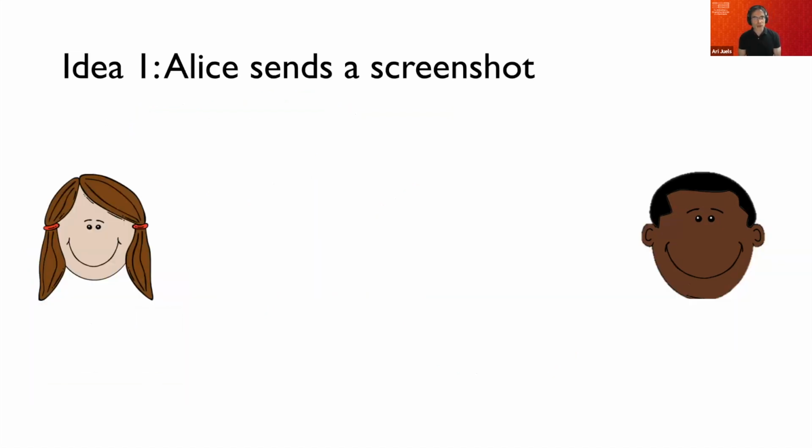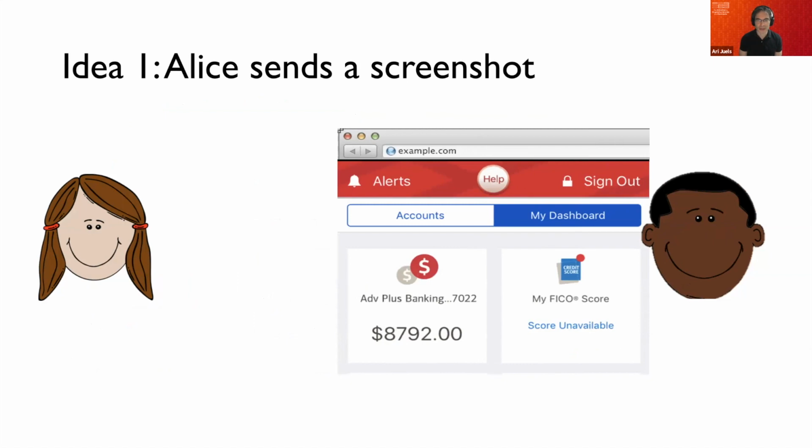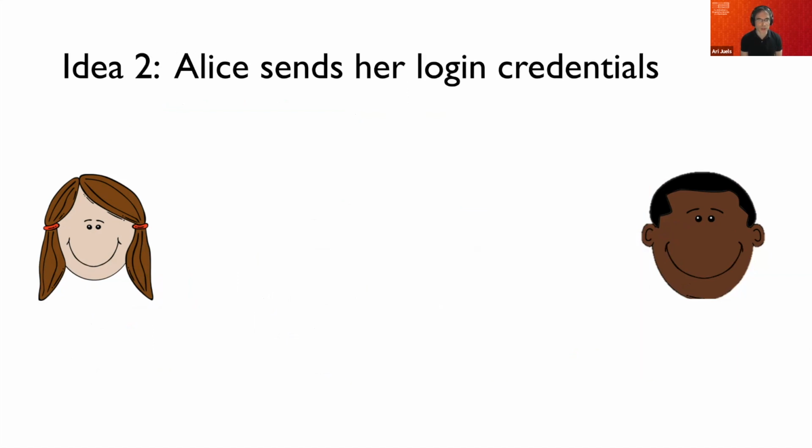Well, Alice can try to do this in a number of different ways. One is to send Bob a screenshot of her account. But of course, this doesn't work terribly well, right? Because screenshots can easily be manipulated. Alice can Photoshop her balance up to whatever amount she wants. So this simple idea obviously doesn't work very well from a security perspective.